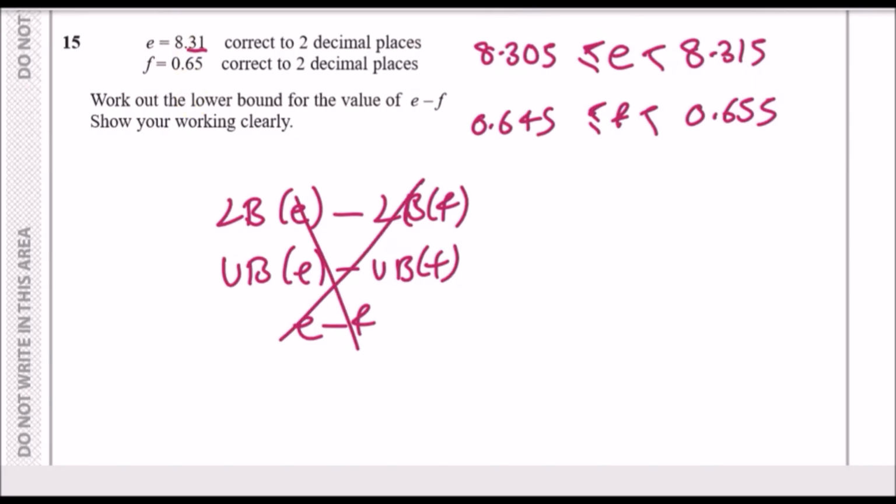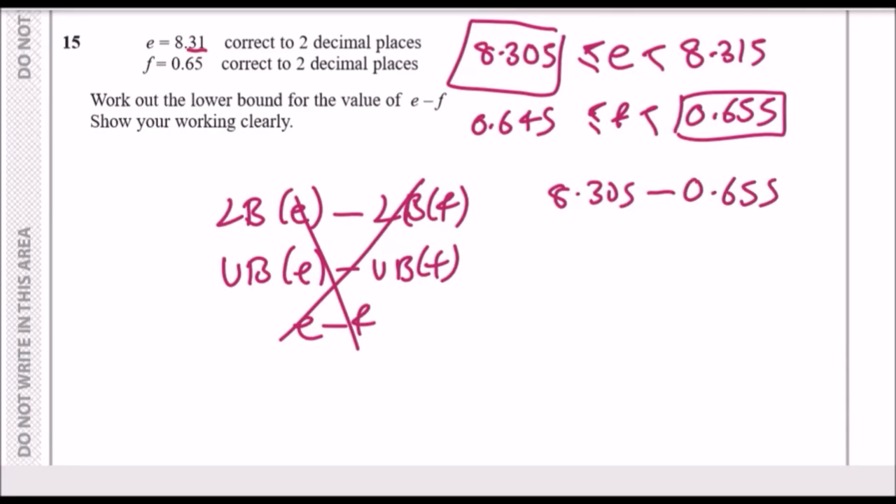The lower bound really means that we need to find the smallest or the tightest difference. So the tightest gap would be the smallest possible value of the bigger value minus the biggest possible value of the smaller value. So you're kind of trying to, it's called maxi-mining or mini-maxing. So we're basically just doing 8.305, the lower bound of E, minus the upper bound of F. And when you do that, we should get, and I'm just going to check it now, guys. Oh man, I'm wrong. 8.305 minus 0.655, and you get 7.65. That's it. Done.